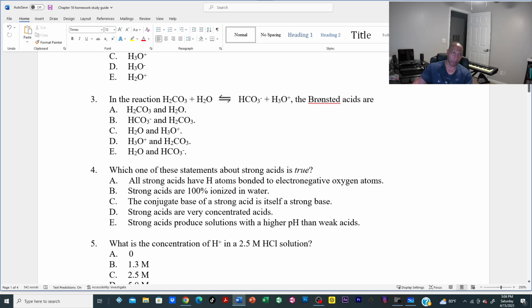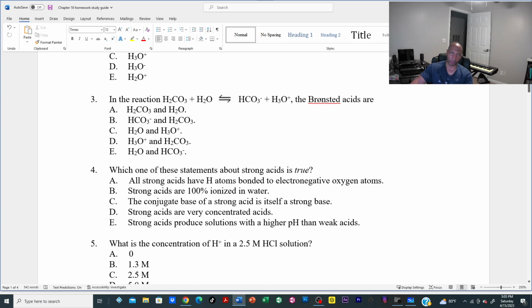Moving on to number three, in the reaction, carbonic acid plus water yields hydrogen carbonate ion plus H3O plus. The Bronsted acids are, so of course, carbonic acid is an acid. Now Bronsted Lowry acids donate protons, and Bronsted Lowry bases accept them. So the carbonic acid, of course, is donating a proton to water, and as a result, it's going to have one less hydrogen on it, and it's going to be one unit more negative. Which it is on the opposite side of the equation. HCO3 minus has one less hydrogen.